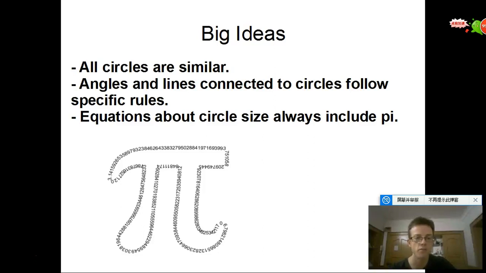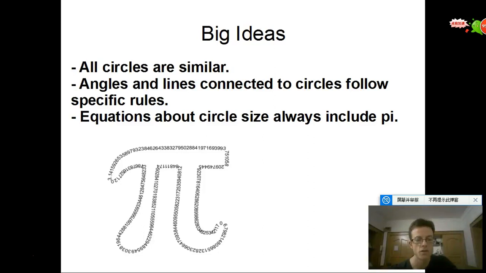Now let's talk about my big ideas. In making this unit my own, I came up with three big ideas for the unit on circles. Number 1, all circles are similar. That's interesting. We'll talk more about that in a minute. Number 2, angles and lines connected to circles follow specific rules. These are the theorems that were mentioned in the academic standards. We'll talk about that too.